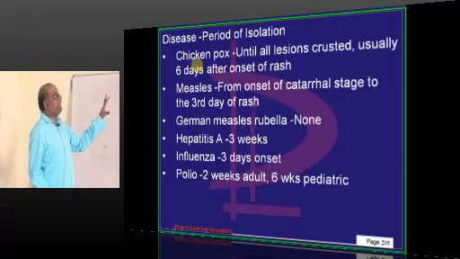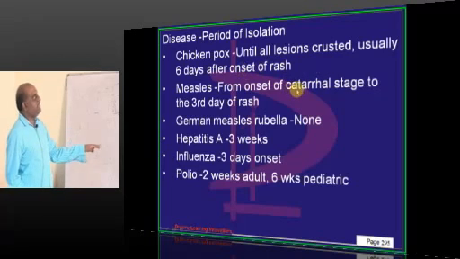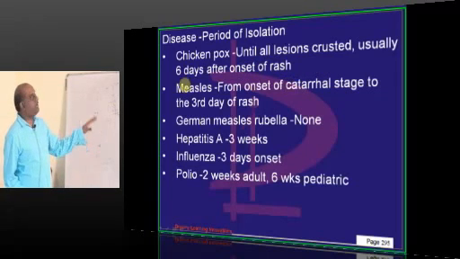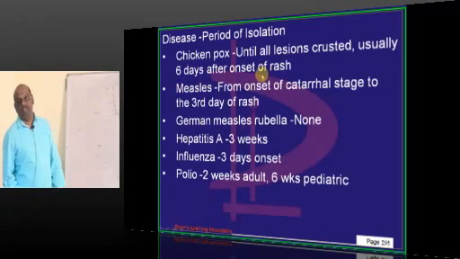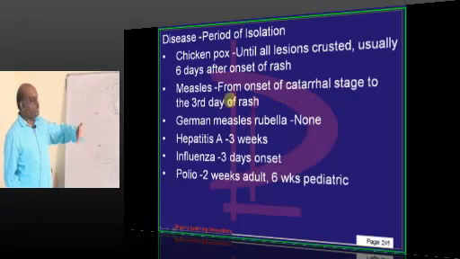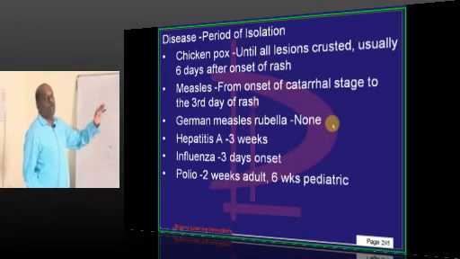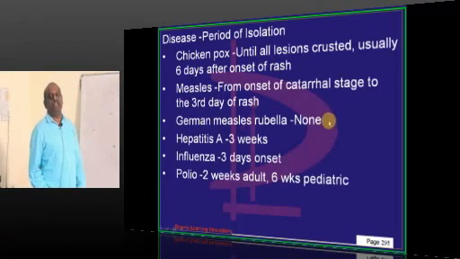So this is very important, doctor. Chickenpox, how long isolation? Until all lesions are crusted, usually 6 days from onset of rash. Measles, typically from onset of catarrhal stage to the 3rd day of rash. German measles, rubella, does not require any isolation.